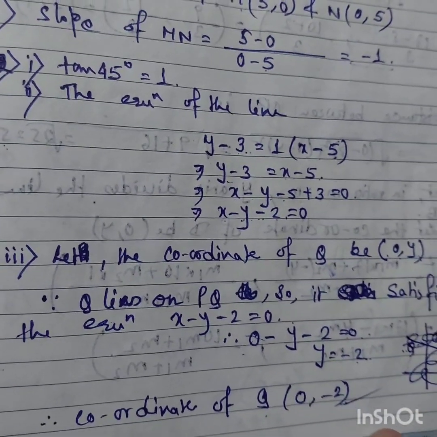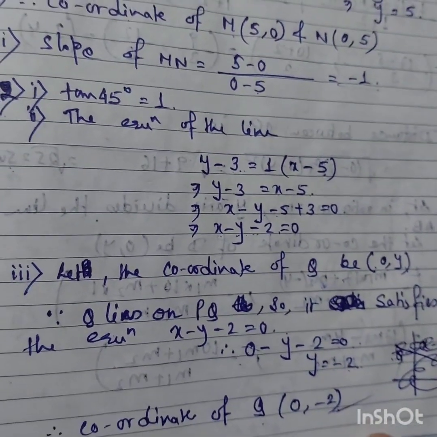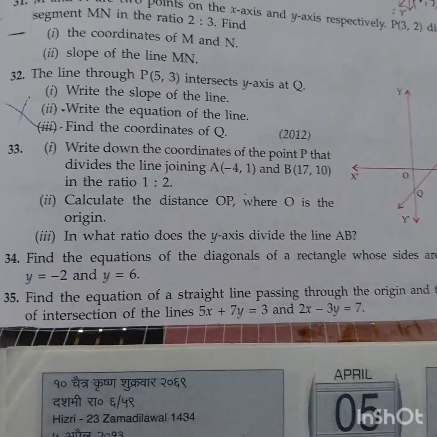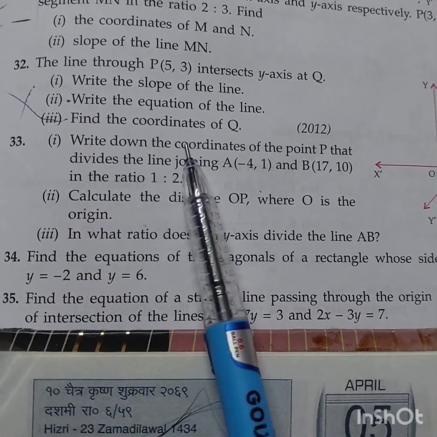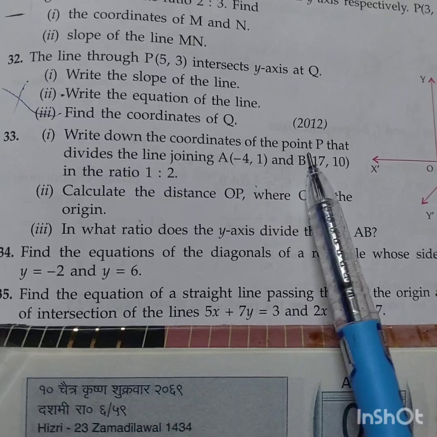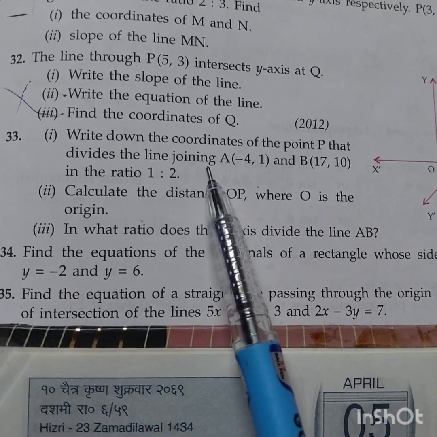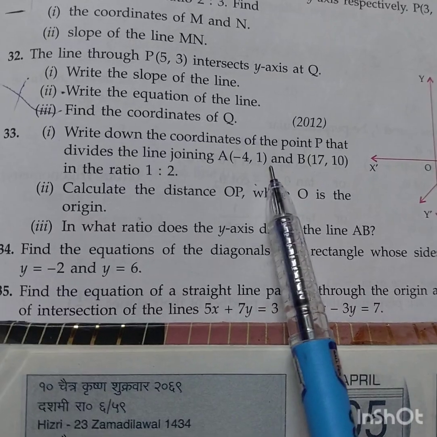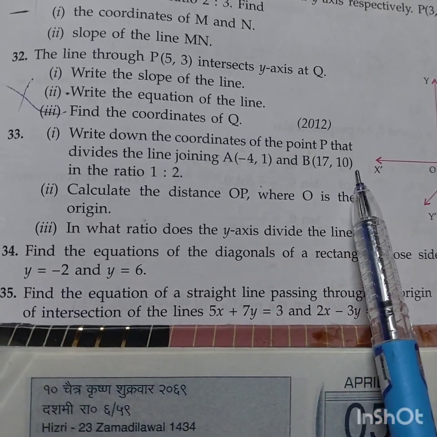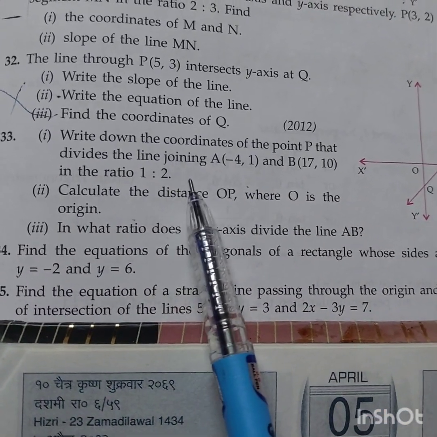Hope you can understand. Okay, now the next sum is: write down the coordinate of the point P that divides the line joining A(minus 4, 1) and B(17, 10) in the ratio 1:2.